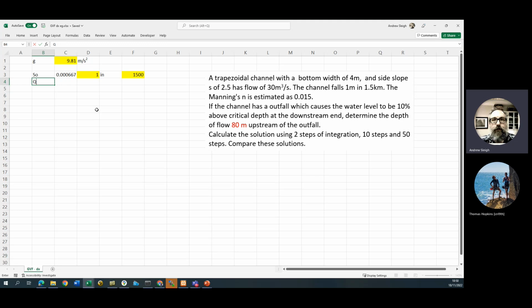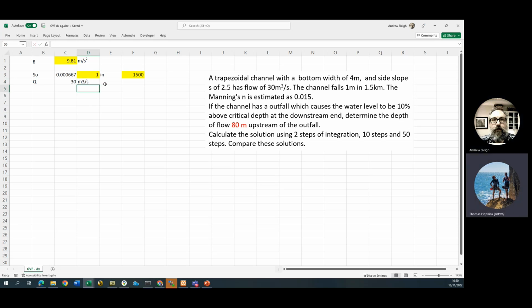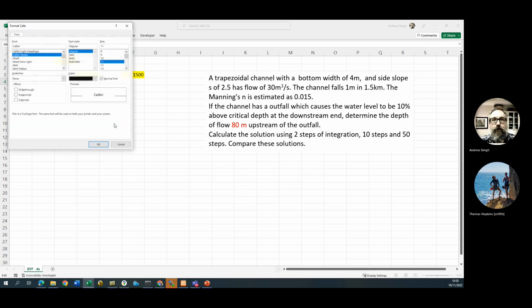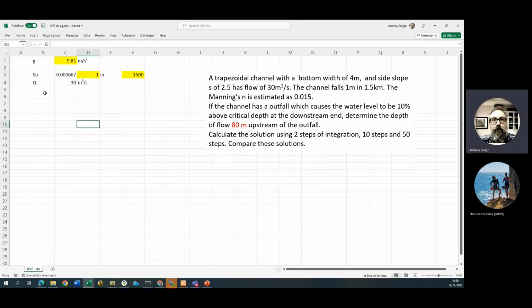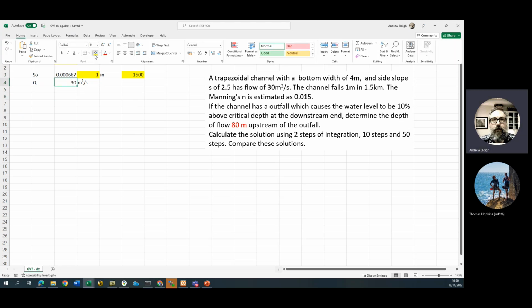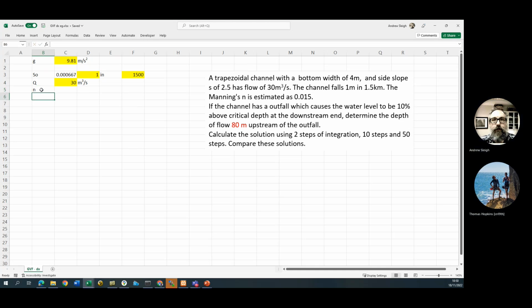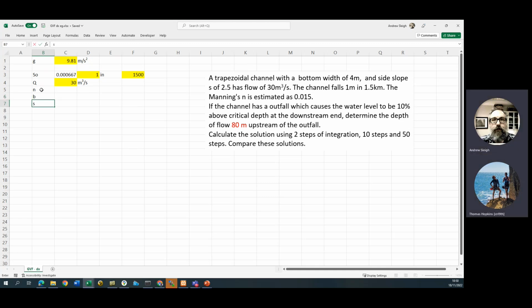The flow rate we're told is 30 meters cubed per second, so we'll put 30 meters cubed per second. Tidy up that format as well. Superscript for 3. Okay, meters cubed per second. That's in the yellow version value. We've got Manning's n. We've got the bed width. We've got S, side slope, and we've got the distance upstream, which I'm calling x.